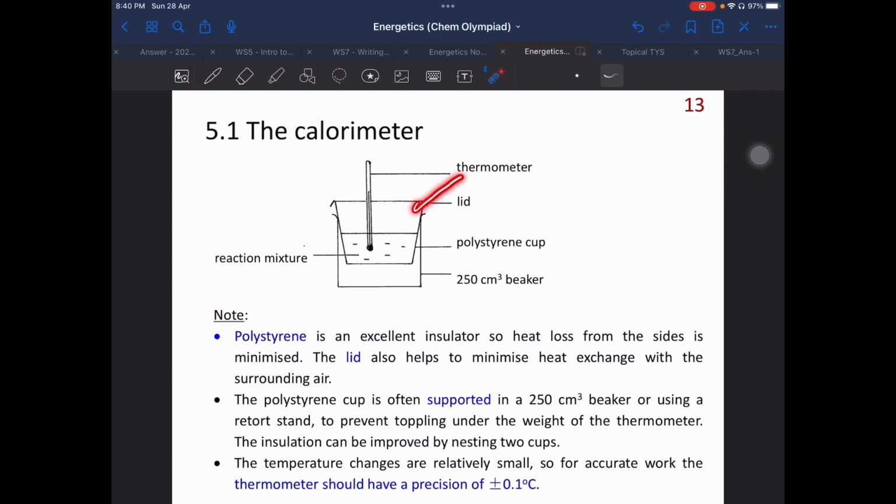We also add a lid. A lid is useful to minimize the possible sources of error, which is the heat loss that may happen. And of course we use a glass beaker to support and to hold the styrofoam cup by itself.